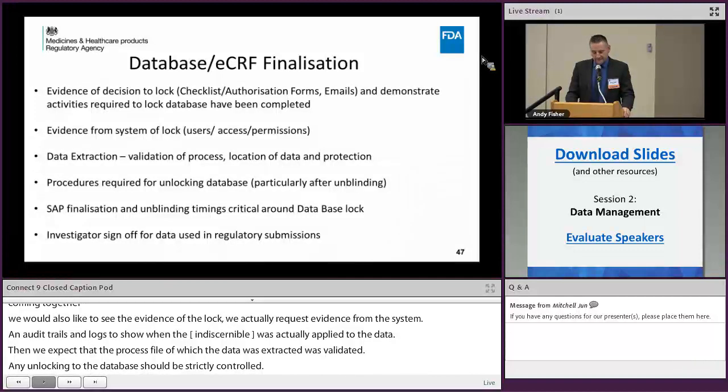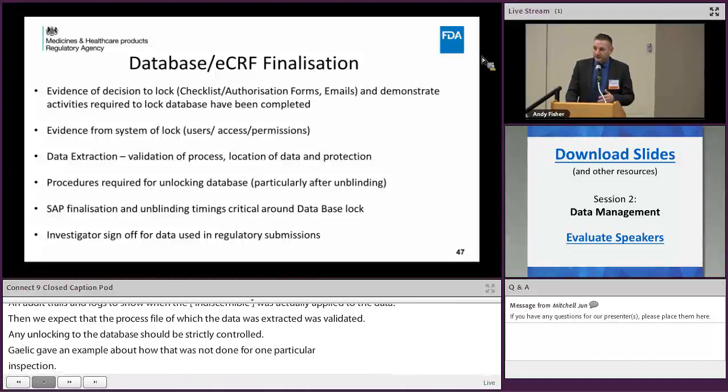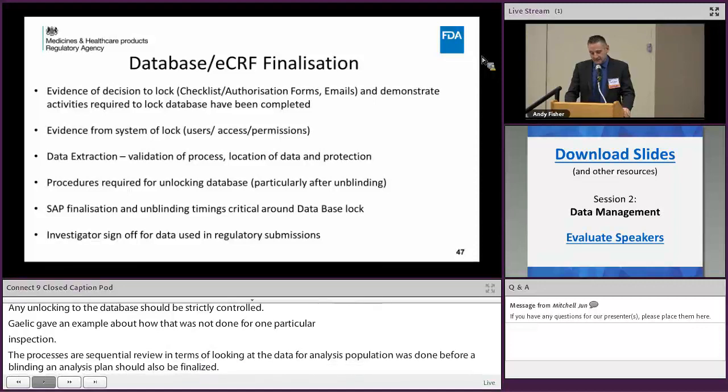And the process, this sequential review in terms of looking at the data for deciding analysis population, should be done before unblinding, and also the statistical analysis plan, SAP, should be finalised prior to lock. So we look at that sequential process of how that works around the database lock time. And we also expect investigators to sign off data for regulatory submissions.